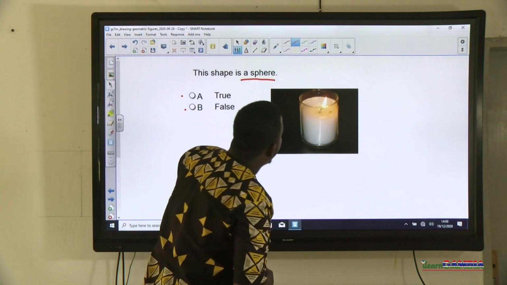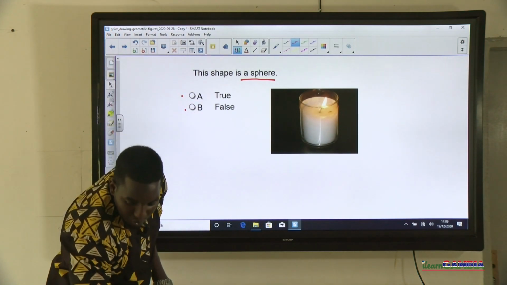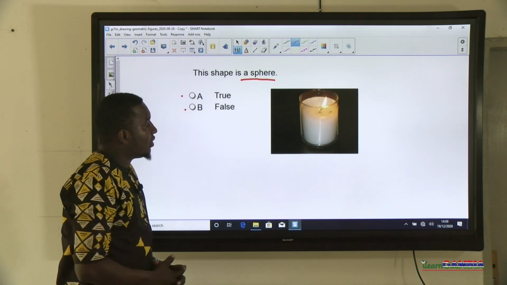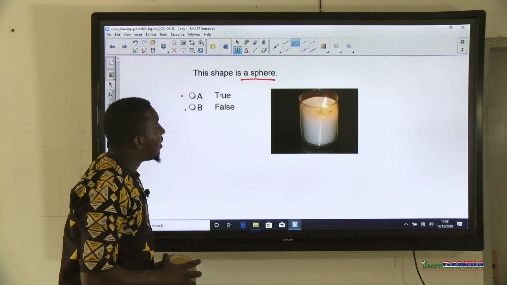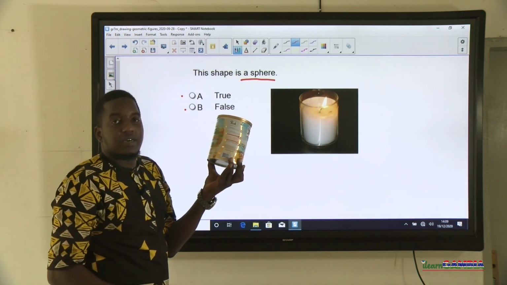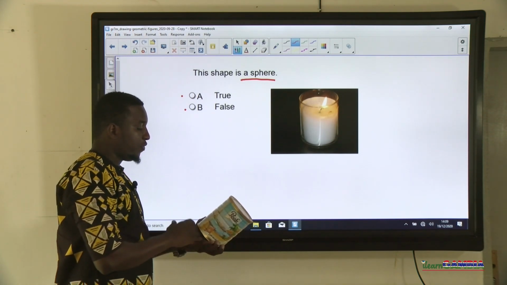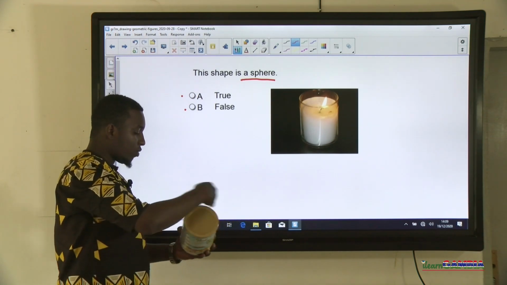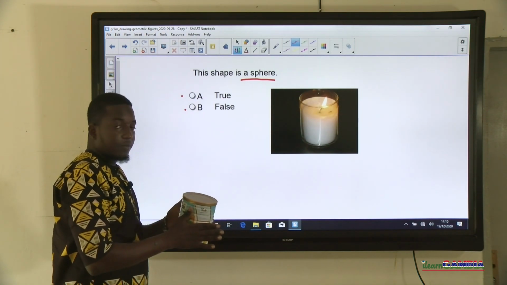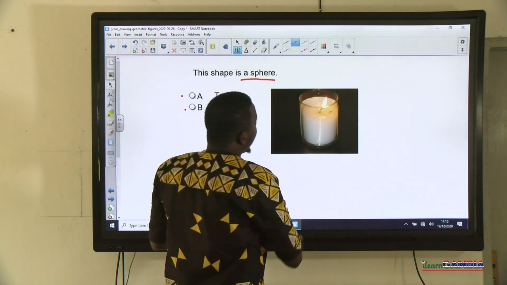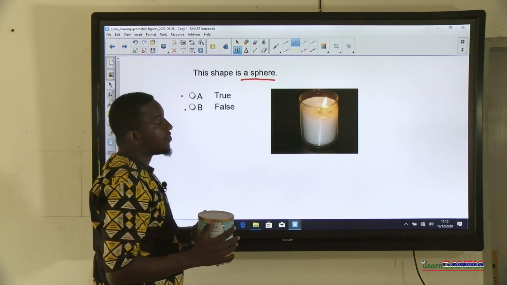In the picture, we have a cup and there is a candle inside. So is this picture a sphere? The answer to that question is going to be no. The picture is not a sphere. It is more of a cylinder. Because when we talked about cylinders, we said cylinders have two faces and one round curved surface. So if you look at the picture that we have, it looks like a cylinder. So we cannot call it a sphere.